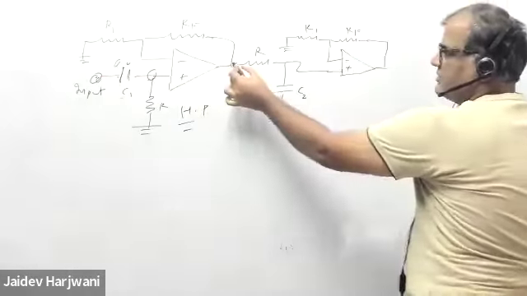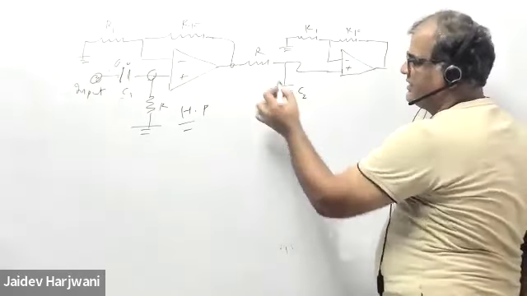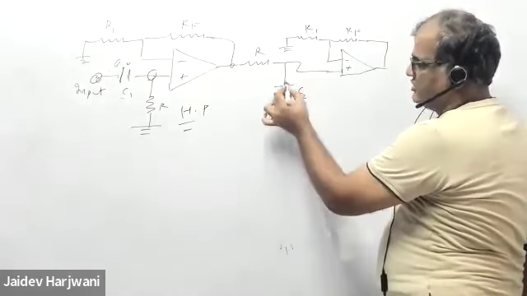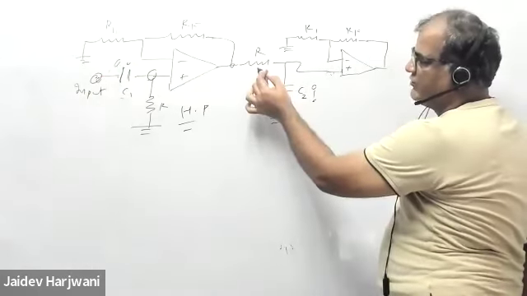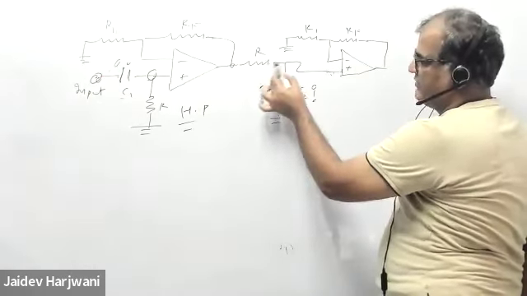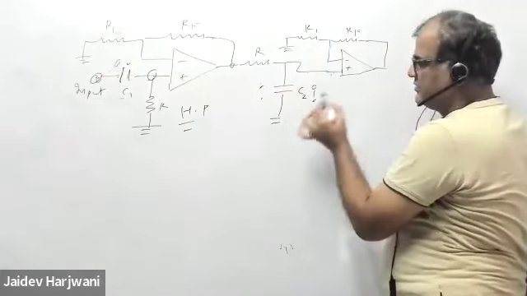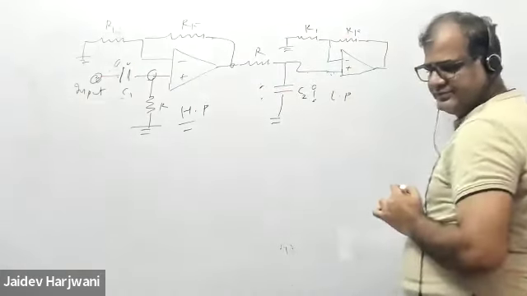Similarly, if some signal is coming here, if it is high frequency, this becomes zero, short. So B plus becomes zero. So this cannot pass high frequency. If low frequency, this becomes open, so whatever is here, it will pass here. So this is basically the low pass filter.